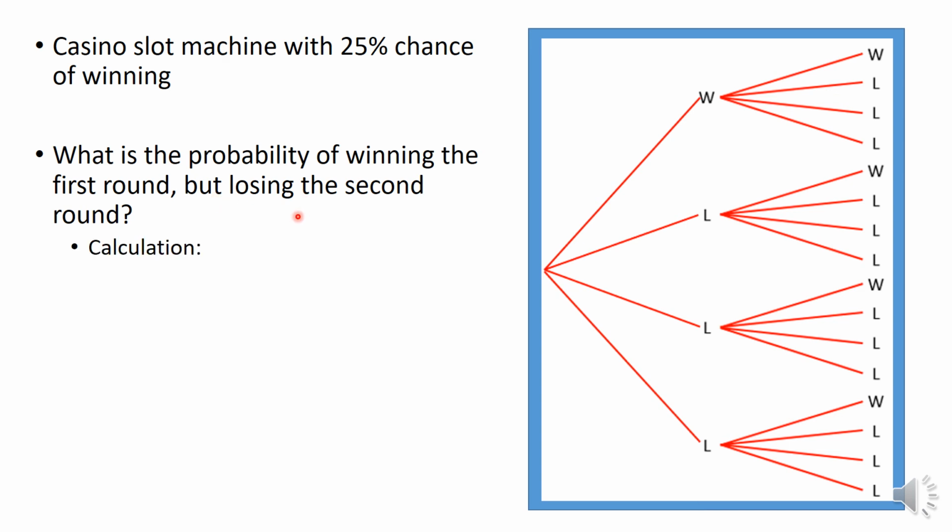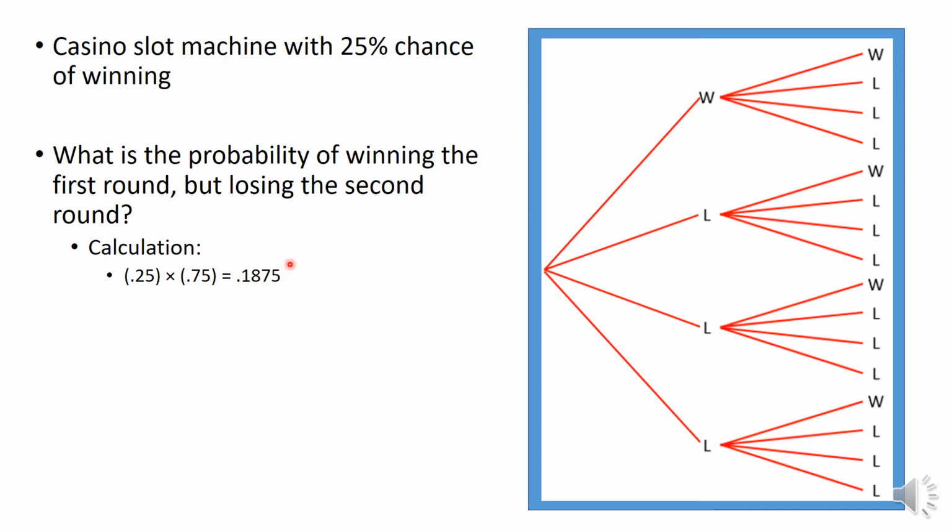So calculation, well, what's the probability of winning the first time on the first round? That's going to be 0.25. Probability of losing on the second round, 0.75. So we're multiplying those same 2 numbers together. I've just switched the order here, but of course that doesn't make any difference in the end product.